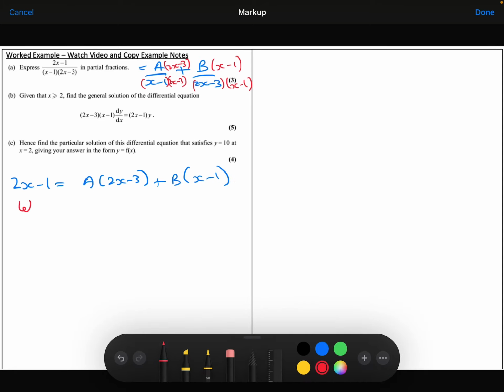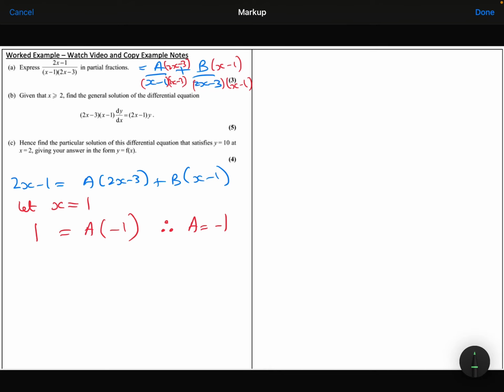Right, let's let x equal 1. So this term here will disappear and I'll be able to work out what A is easily. So left hand side, 2 times 1 minus 1 is 1. And the right hand side, I've got A times 2 times 1 minus 3, which is minus 1. So therefore A has to be minus 1.